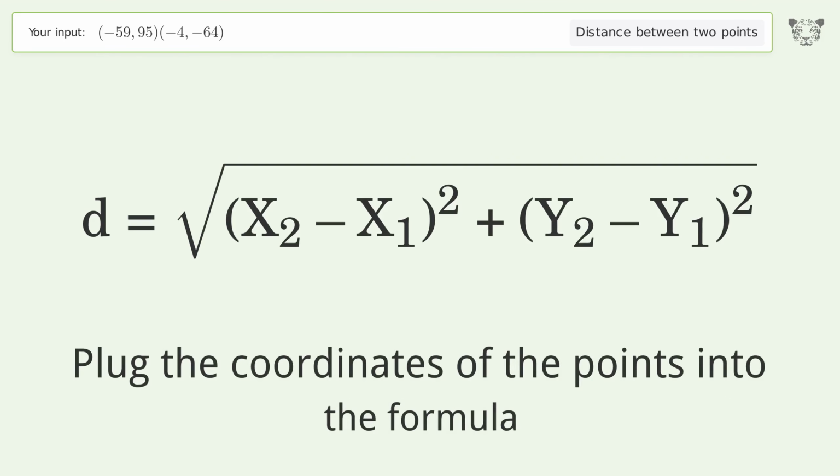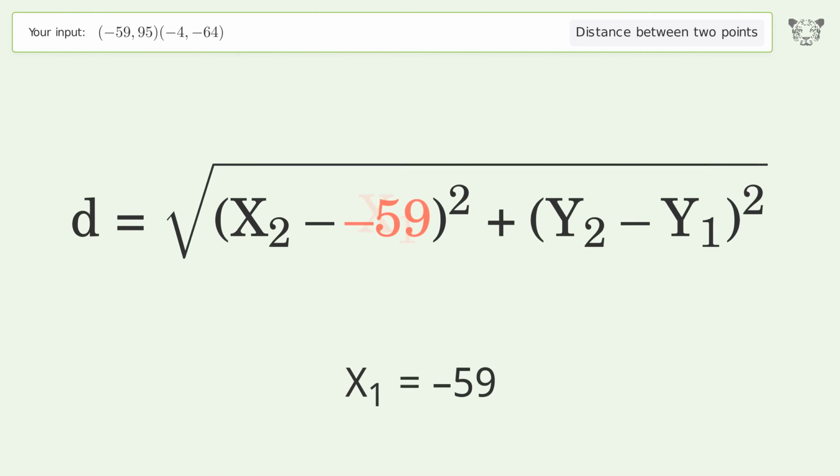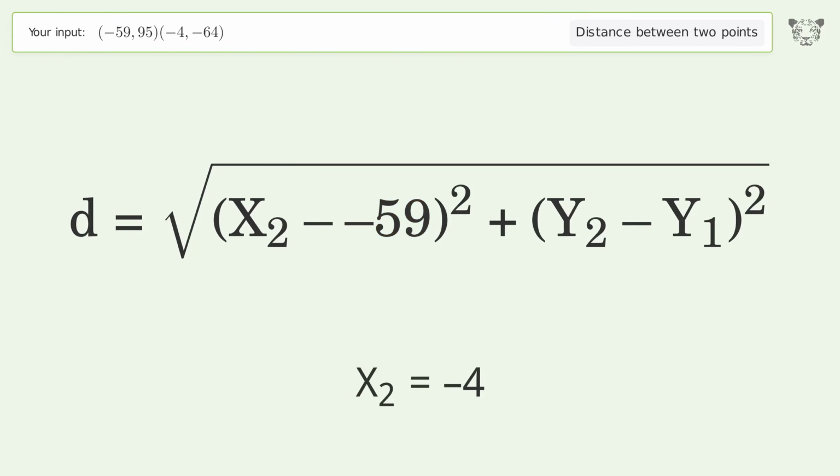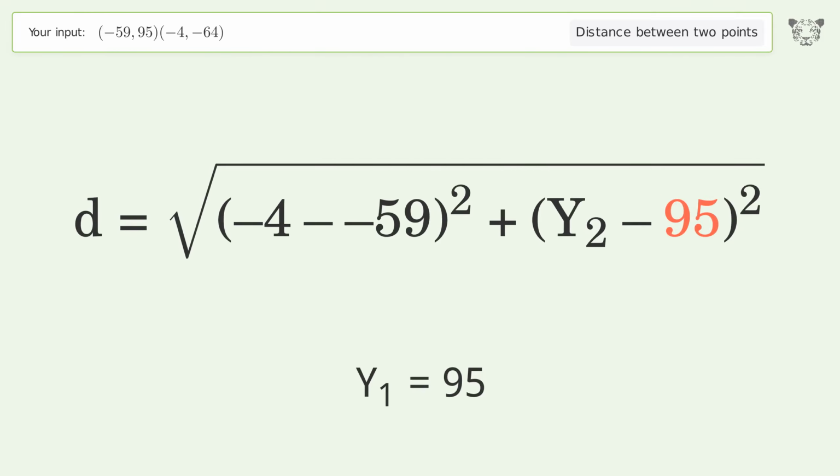Plug the coordinates of the points into the formula. x1 equals -59. x2 equals -4. y1 equals 95. y2 equals -64.